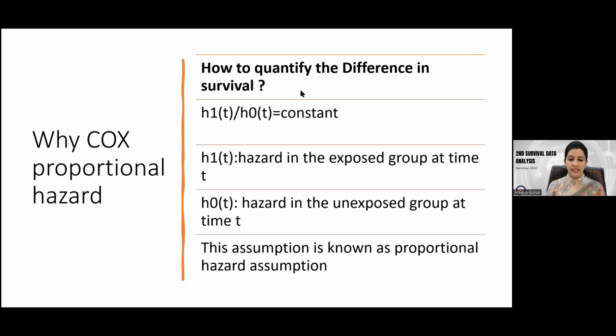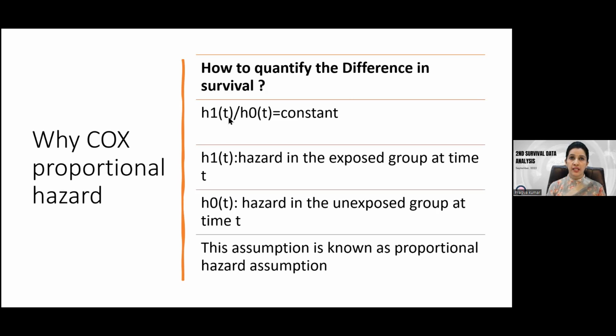So the Cox proportional hazard assumes that the ratio of the hazard at time T in one group, H1, with respect to the other group is constant. Generally we compare across two groups, or in a randomized control trial, maybe H1 you can take as the intervention and H0 as the control.